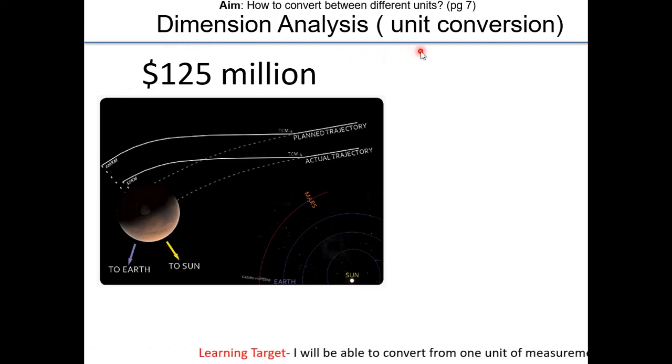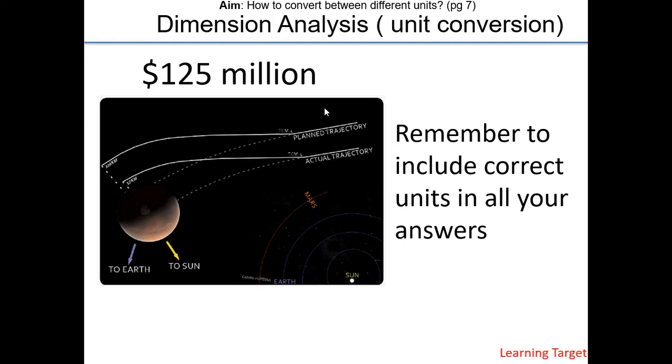It basically means unit conversion. So here's a short story. NASA sent out an orbiter a while back to Mars. However, they lost the orbiter because of a unit conversion, and it cost NASA $125 million. So keeping track of units is extremely important in science and in measurements. So remember to include correct units in all your answers.